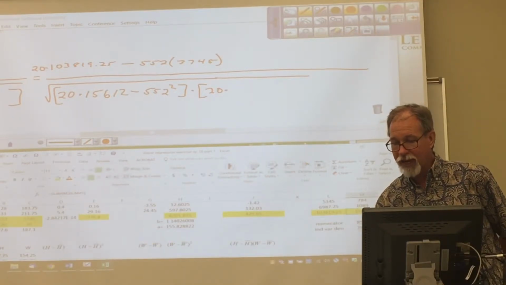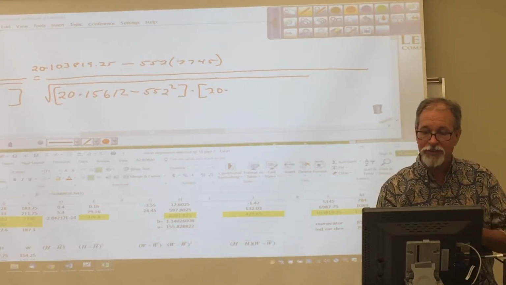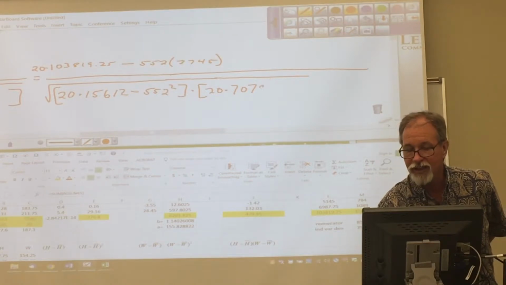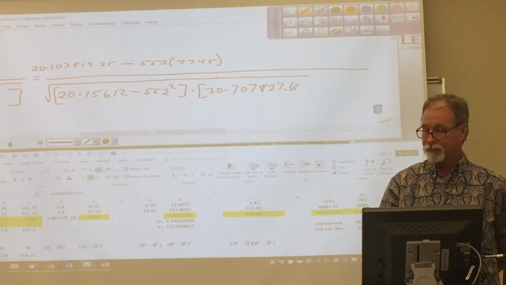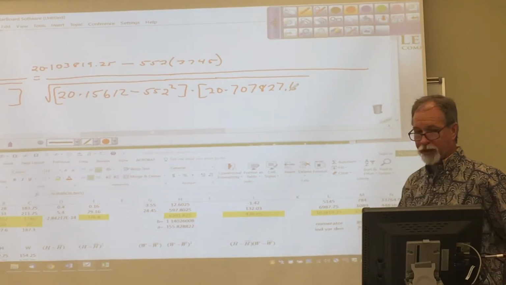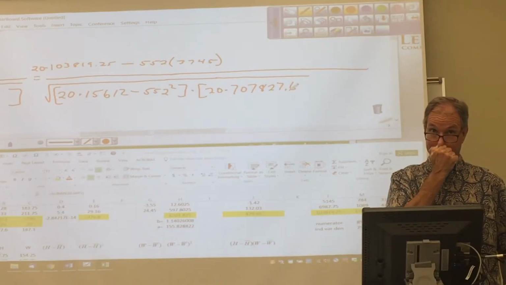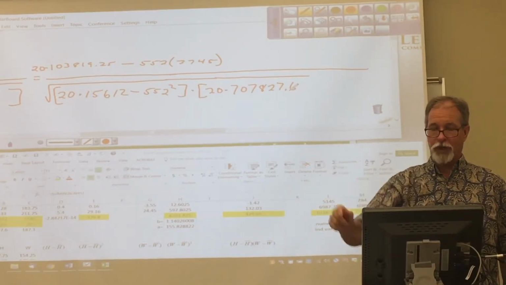So I'm just gonna add that column up, and that gives me what? 707, 827.6. Which one is this? What is that? W squared. The sum of W squared.